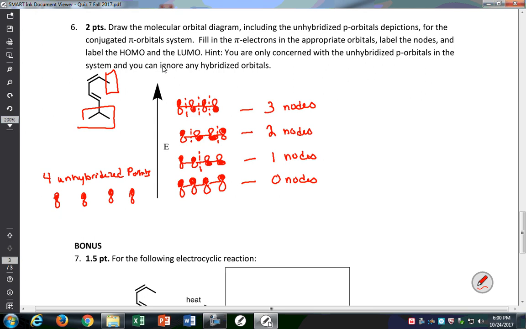Notice the more nodes, the higher in energy. These are bonding because we have more good interactions than bad. This is a bad interaction. And then when we have more bad than good, then it's anti-bonding. If we had an equal amount, it would be non-bonding, but we won't have that with these even number of pi bonds. So the way you start this is, what did you circle at the beginning?